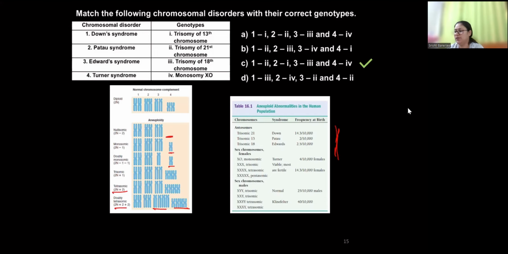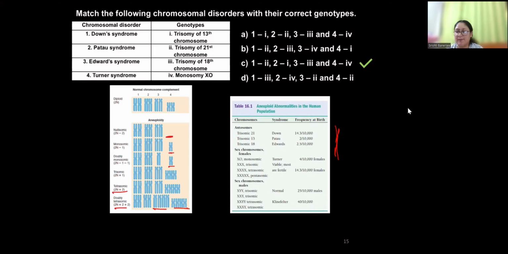And if we try to match the following, Down's syndrome is trisomy of the 21st chromosome, so the 21st chromosome is affected in that way. Then Patau is trisomy of the 13th chromosome. And these all affect particular chromosome numbers. Okay. And Turner's is monosomy of the X. And Edwards is trisomy of the 18th. So this is clear here.